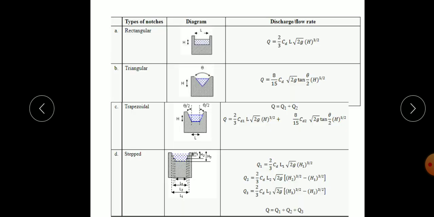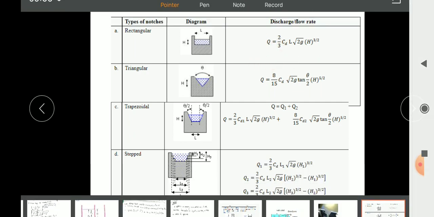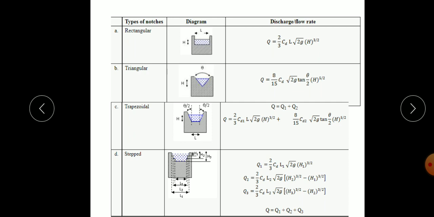There are different types of notches: rectangular, triangular, trapezoidal, or stepped. Here the formula is derived the same as for an orifice. The formula is Q equal to 2/3 times the coefficient of discharge, times L, the width of the notch, times the square root of 2g, times h raised to 3/2. So the discharge depends mostly on h raised to 3/2, meaning it depends on the head available above the crest. The higher the head available, the higher the flow rate.